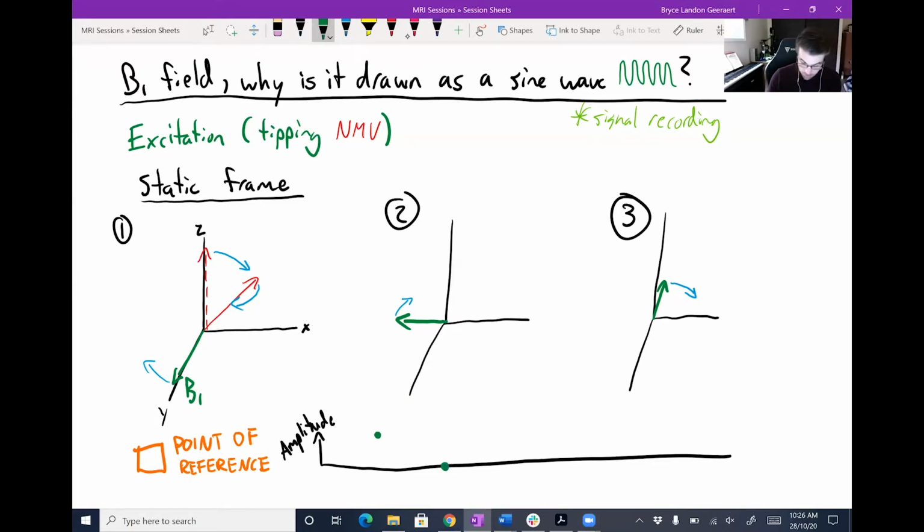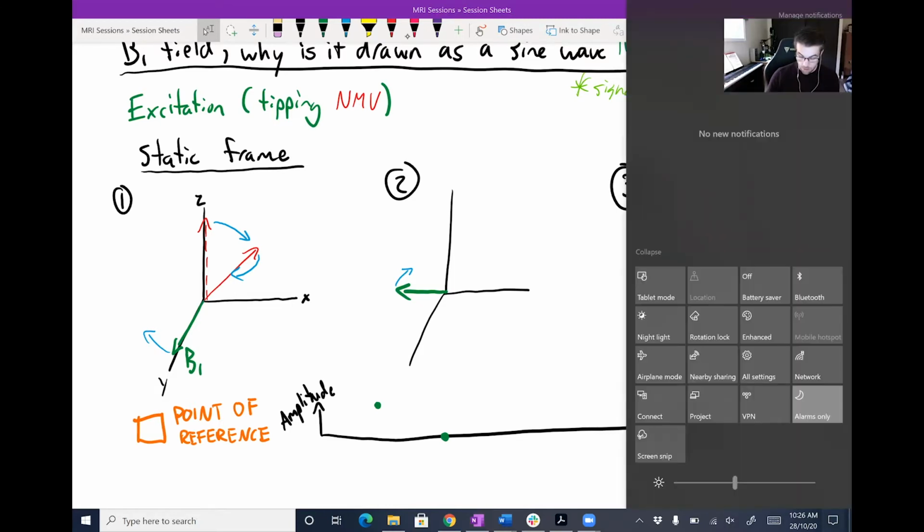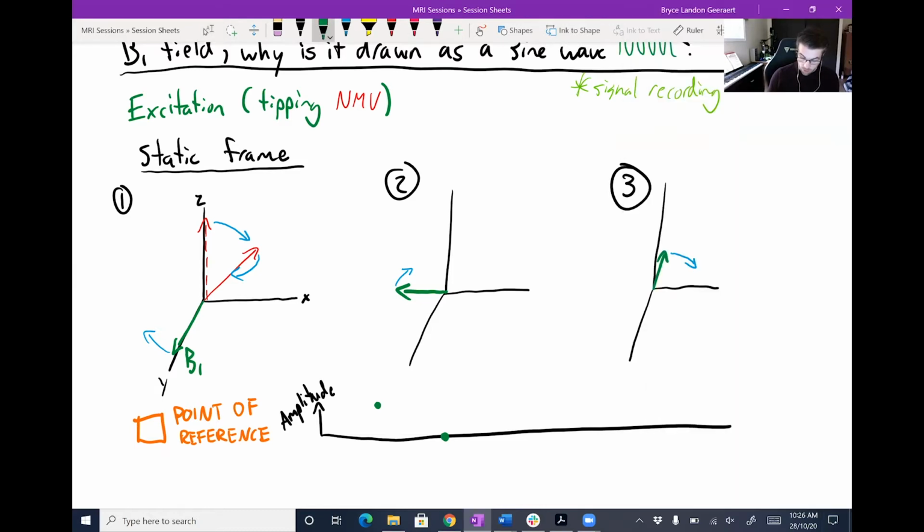At time point 2, our measured signal from that point of reference is going to be near 0, as the B1 field is oriented perpendicular to the point of reference. And at time point 3, it's actually going to become strongly negative, the same kind of amplitude as it was strongly positive before. So if I just label these time points, time point 1, 2, and 3 on this diagram, hopefully this is coming together for you guys.